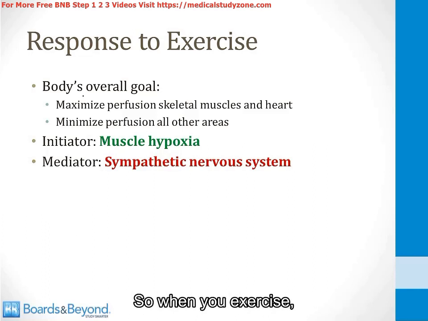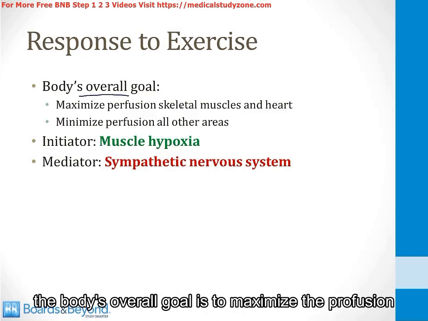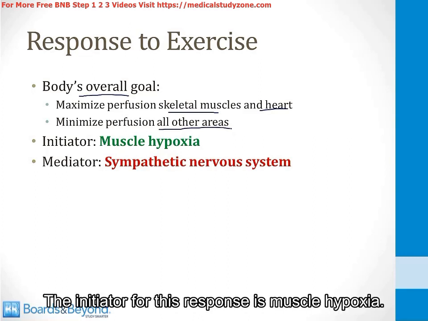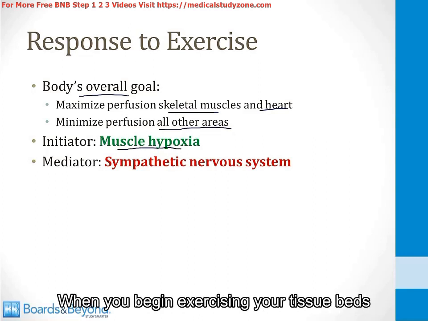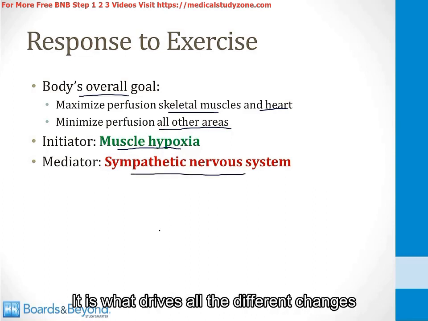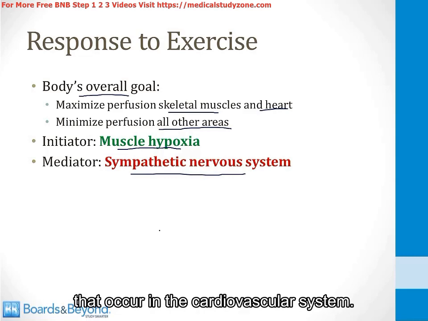So when you exercise, the body's overall goal is to maximize the perfusion to skeletal muscles and the heart and to minimize the perfusion to all other areas of the body. The initiator for this response is muscle hypoxia. When you begin exercising, your tissue beds in your muscles become hypoxic, and that triggers the body's response. And the mediator of that response is the sympathetic nervous system. It is what drives all the different changes that occur in the cardiovascular system.